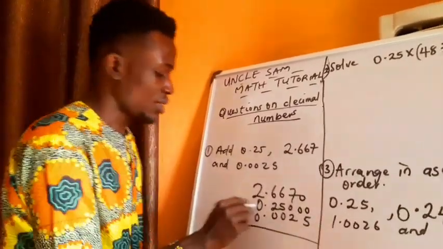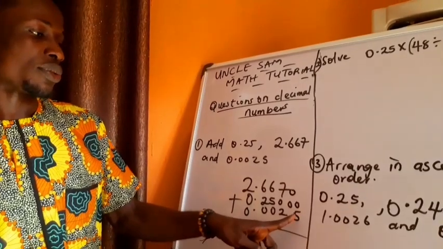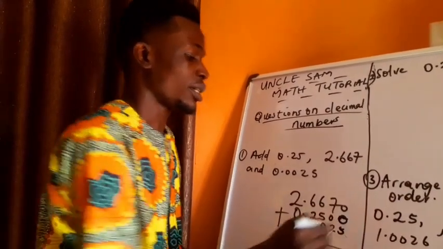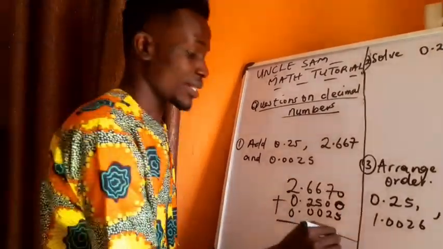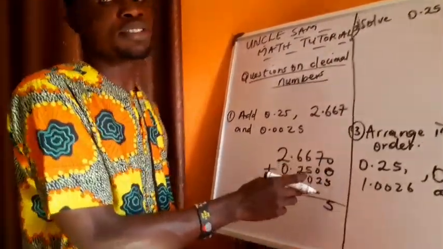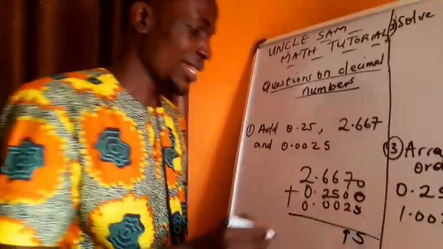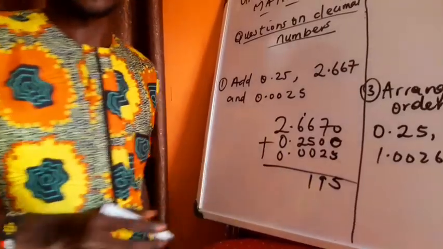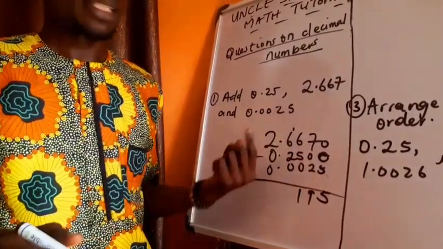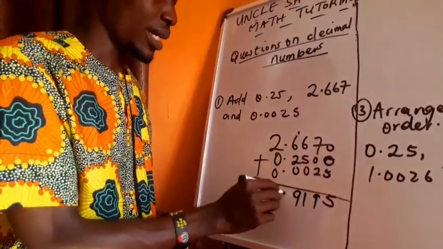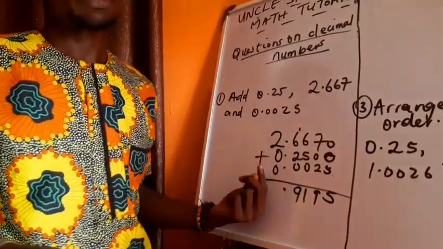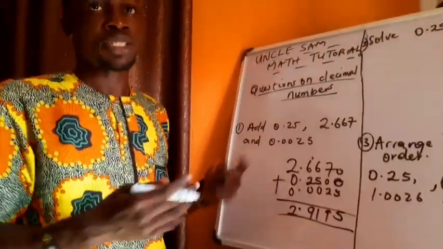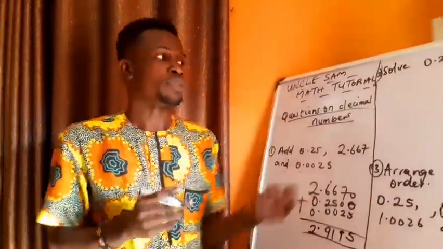So let's just add it together. 0 plus 0, 0 plus 0 plus 5 is 5. 7 plus 0 plus 2 is 9. Then 6 plus 5 is 11. I'm going to write 1 and take 1 here. 6 plus 1 is 7. 7 plus 2 is also 9. Then I'll put my point. 2 plus 0 is 2. So that's how you add decimal numbers. I just wanted to do a quick recap on that before we move ahead.